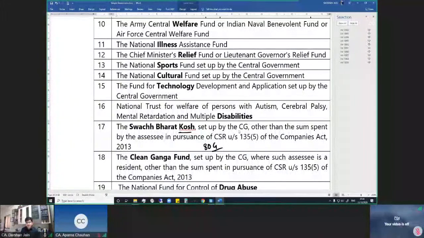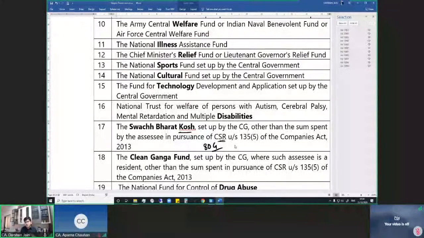Except for when the amount is spent for CSR activity. So companies are mandated by section 135(5) of the Companies Act to undergo CSR activity, the corporate social responsibility. It's basically the large companies which are mandated under the Companies Act to carry such activity. So if they are giving away donation to the Swachh Bharat Kosh under the CSR activity, that is not available as deduction under 80G.